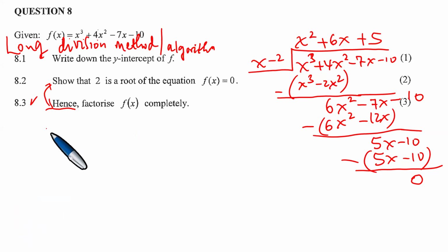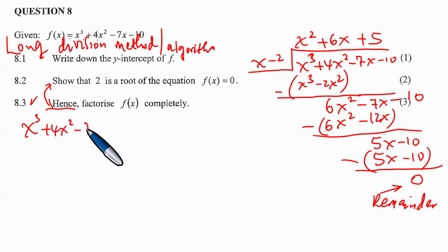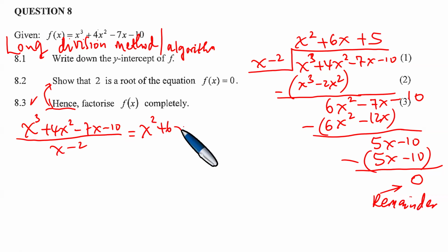We realize that this kind of division, this thing at the bottom here, is called the remainder. In other words, if you divide x cubed plus 4x squared minus 7x minus 10 by x minus 2, my friends, the quotient sits at the top. What is it? It's x squared plus 6x plus 5, remainder 0 out of x minus 2.